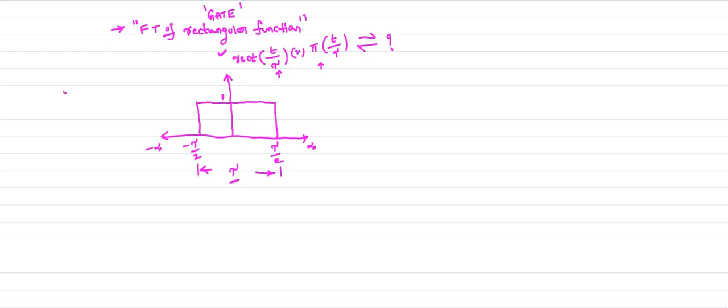Suppose I take the rectangular function as rect of t. It means your tau is 1. That means the ranges are minus 1 by 2 to 1 by 2. So it depends on the tau value; the width of the rectangular pulse varies. But here the height is 1 because the amplitude of the rectangular pulse is 1. If I consider the amplitude of the rectangular pulse as A, then the height of the rectangular pulse is A.